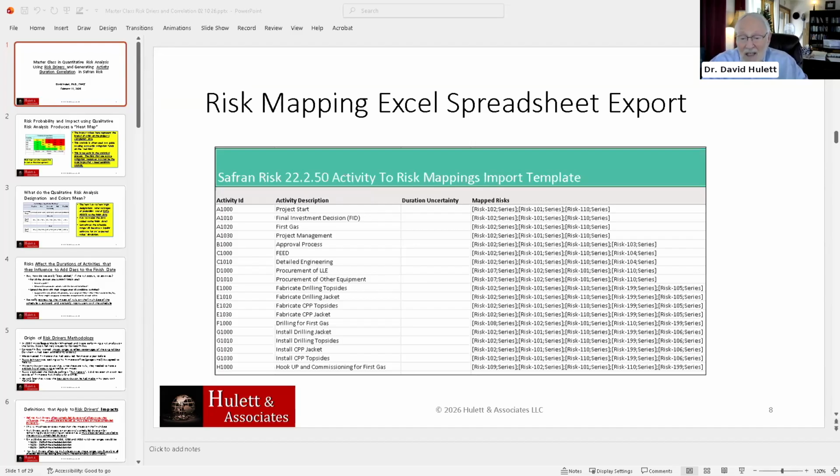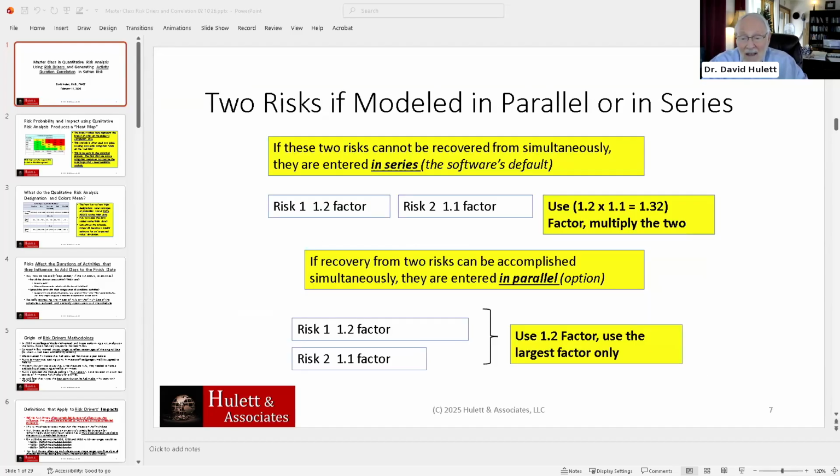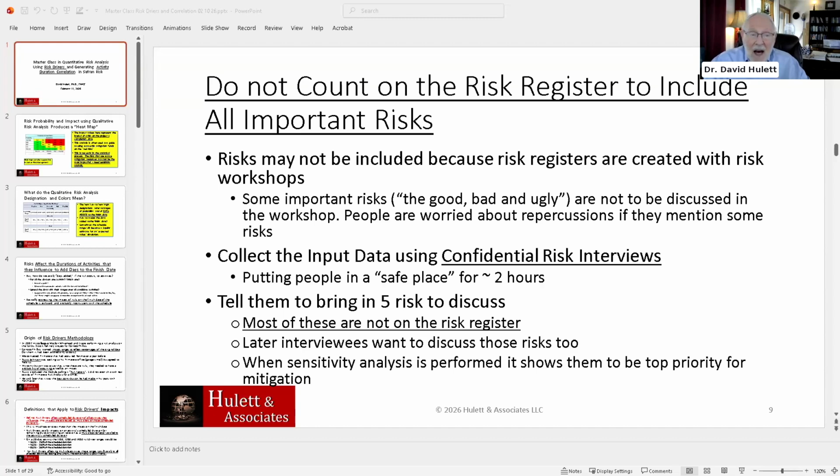All of a sudden, all these will change to parallel, and you will get the things that look like 1.32 rather than the impacts that look like 1.2. Okay. So now here's another thing I want to mention.